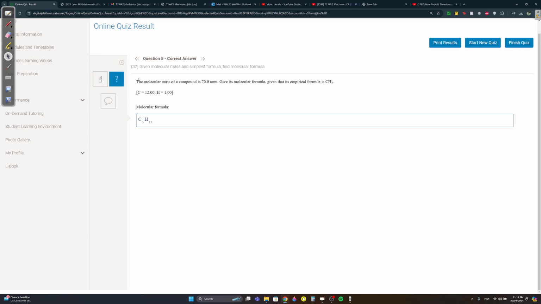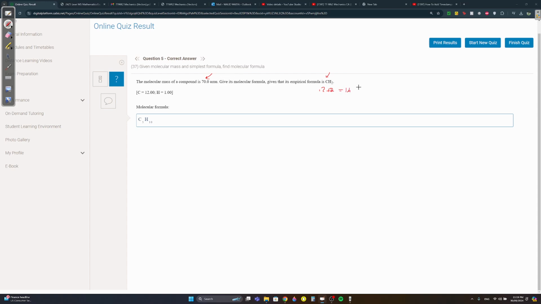The molecular mass of a compound is 70 AMU. Give its molecular formula, given that its empirical formula is CH2. If its molar mass is 70, we know it's CH2. Carbon is 12, hydrogen is 2, 2, so this is 14.